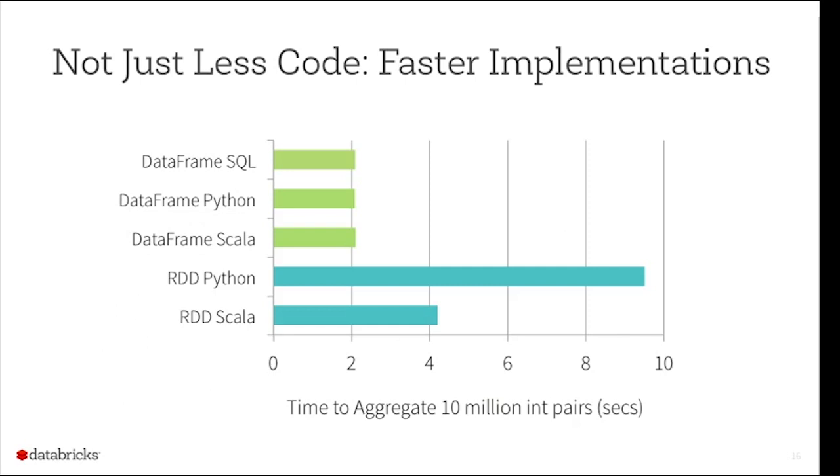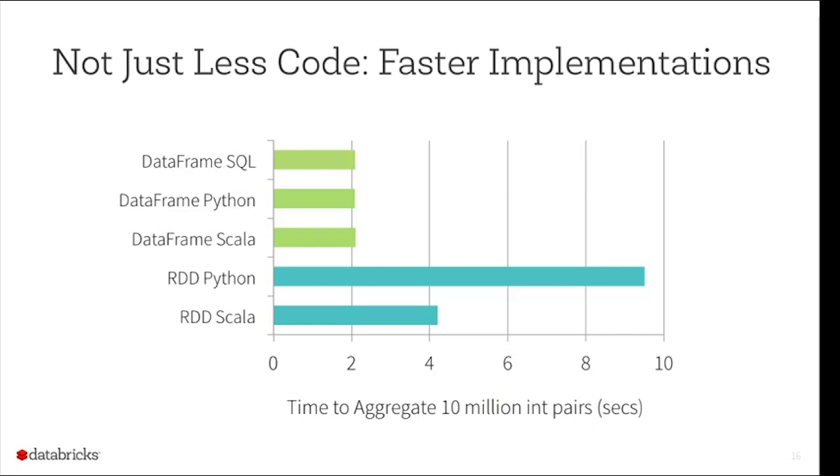But it's not just about writing less code. It's also about having faster implementations. A question I get a lot is, how much of a penalty am I paying for using Python instead of Scala? The nice thing is, when you write operations in data frames, it's the same optimized execution engine underneath the covers, no matter what language you're writing in.